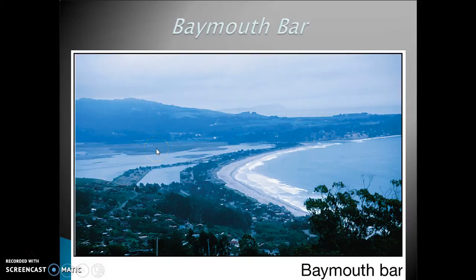Lagoons will have both fresh water coming in from streams that are coming down from the hills, and salt water that was the original water that was there. So the combination is brackish. We will have brackish water.